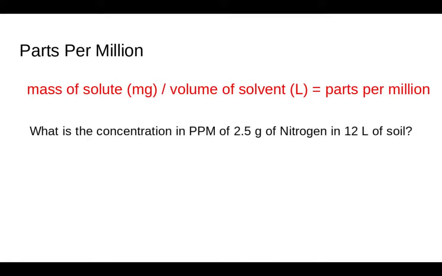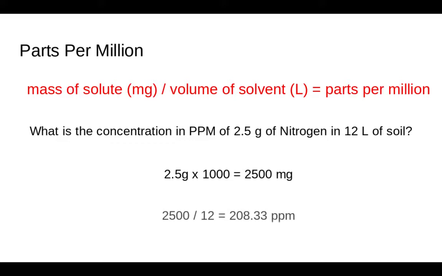So let's look at an example. What is the concentration in parts per million of 2.5 grams of nitrogen in 12 liters of soil? Okay. So our first problem is our grams. We need to convert these into milligrams. So 2.5 times 1,000 is 2,500 milligrams because there's 1,000 milligrams in a gram. So you just multiply it by 1,000, and then 2,500 divided by 12 tells us our answer, 208.33 parts per million. Okay, so you just have the milligrams divided by the liters, and now you have your parts per million.